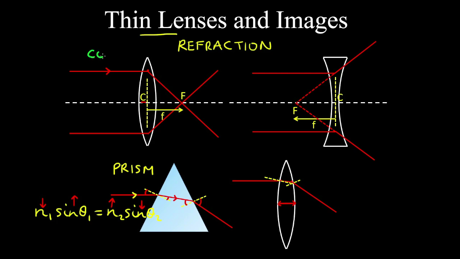Now for a thin convex lens, so this is called a converging lens, because incident light rays that are parallel to the principal axis, which is the axis that passes through the optical center, get refracted, and these transmitted light rays all converge to a common point on the transmitted side of the lens. So this is called the focal point.